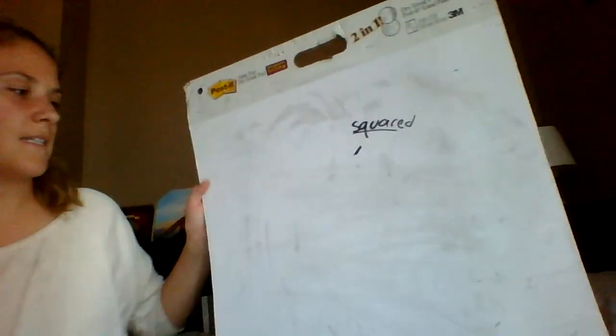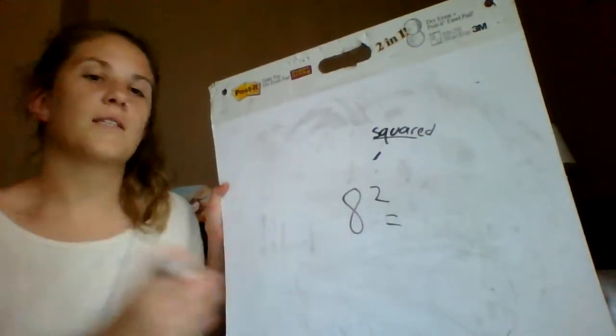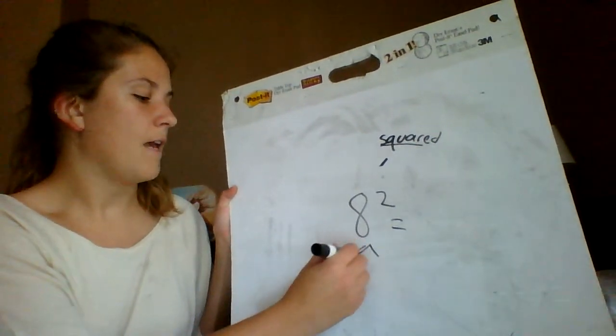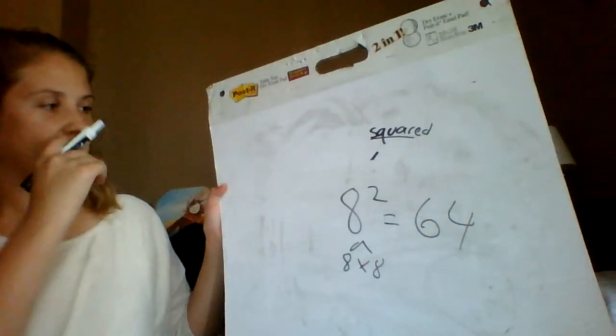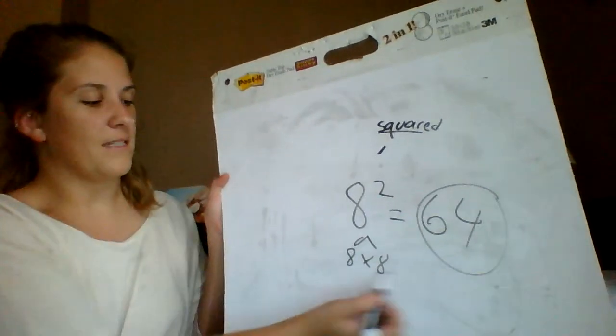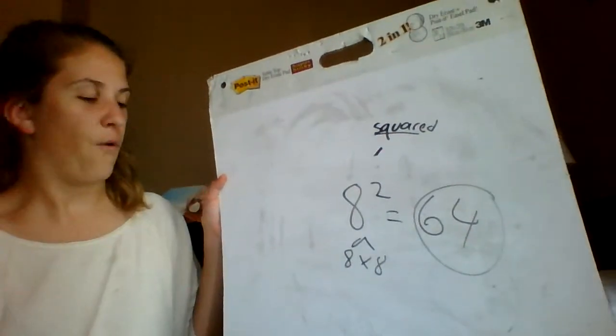I can start testing one more number. Let's do 8 squared. 8 squared is the same thing as 8 times 8, which is 64. 64 is a perfect square because there's a number that can be multiplied by itself to get 64.